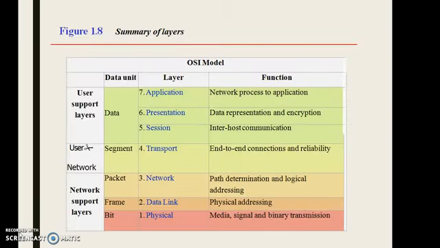The summary of 7 layers. First one, different layers. Second column, data unit. Third one, layer, and fourth one, functions. I already said that physical, data link, network are the network support layers, and the fourth layer, transport layer, is nothing but end-to-end connections and reliability. Its data unit is segment. And the last 3 layers, that is session, presentation, application, are the user support layers.